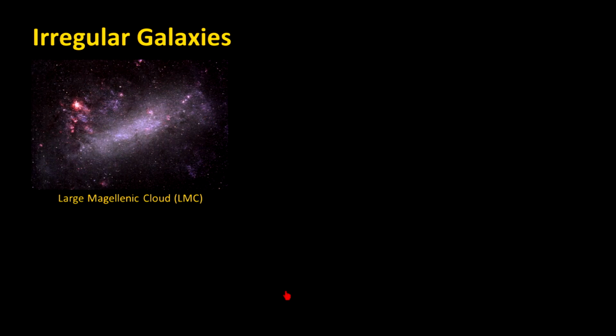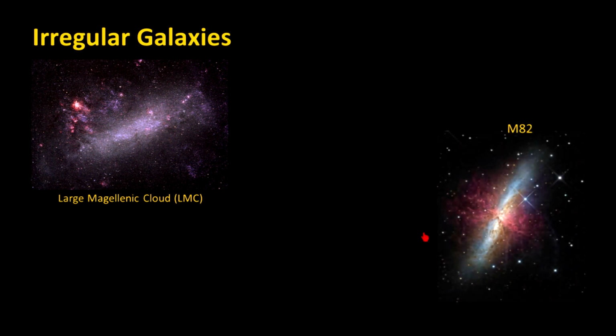Now, irregular galaxies, as promised, are, well, irregular. A good example of that is the Large Magellanic Cloud. This is the neighboring galaxy to the Milky Way. We abbreviate it as LMC. Notice the shape really is just kind of irregular. There is no central region. There are no arms. It is just truly a very irregular shaped galaxy. M82 is another good example of an irregular galaxy.